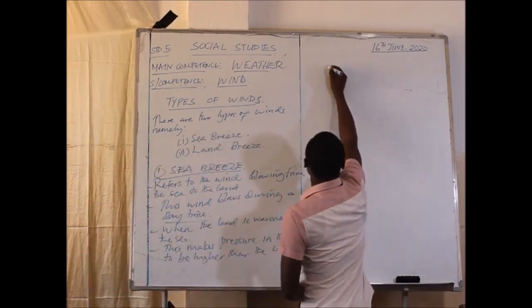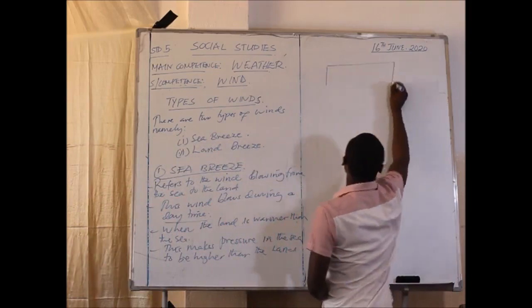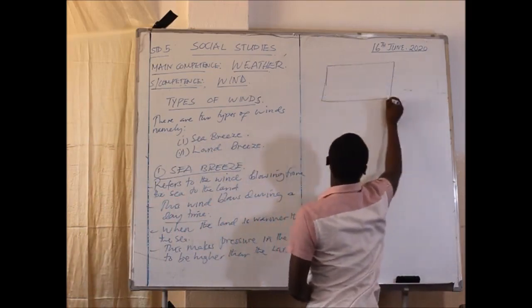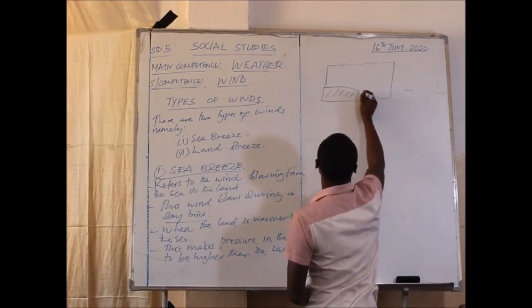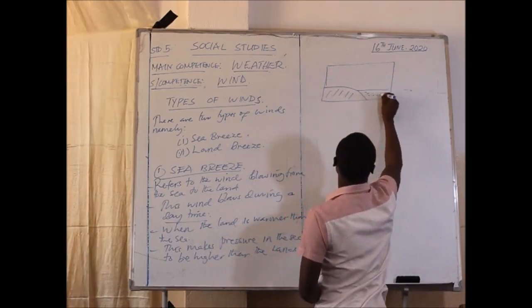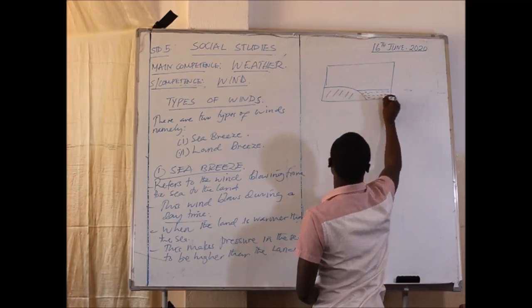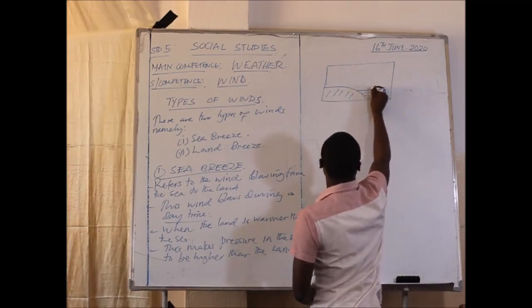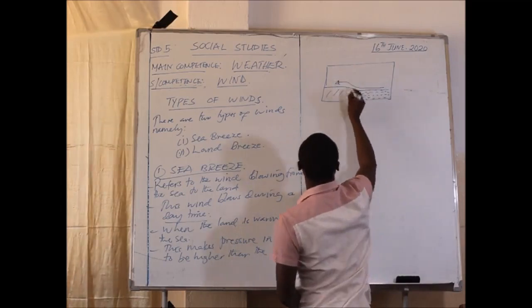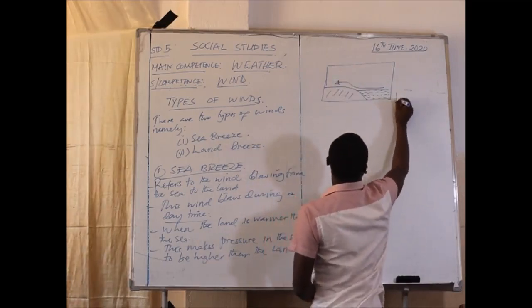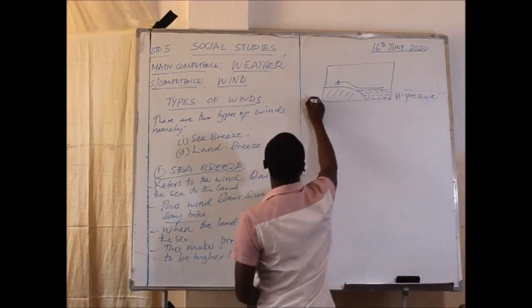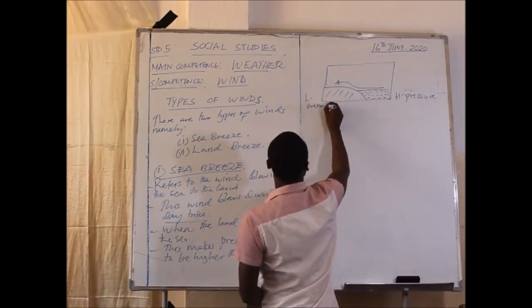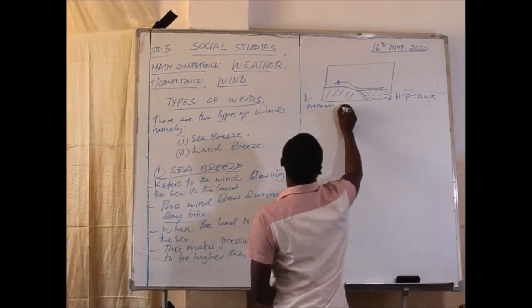Diagrammatically, this one is given this way. High pressure in the sea as well as low pressure on the land.